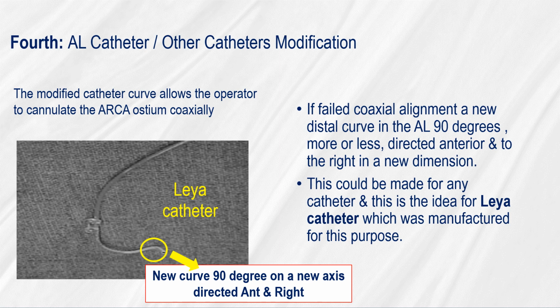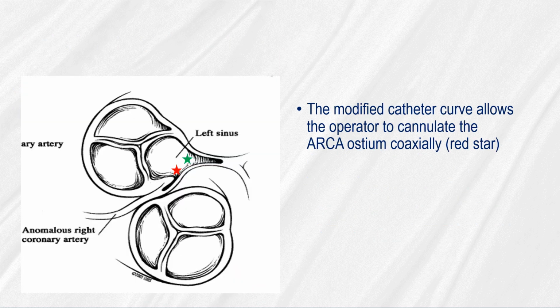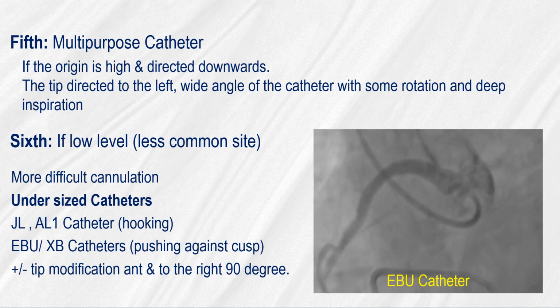This could be made for any catheter, and this is the idea of the Leya catheter, which was manufactured for this purpose. This modified curve allows coaxial alignment with the anomalous RCA. Rarely, a multipurpose catheter is needed. It is useful if the origin is high and directed downwards, with the tip directed to the left, a wide angle of the catheter, some rotation and deep inspiration.